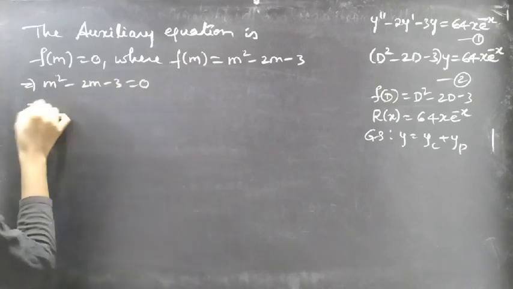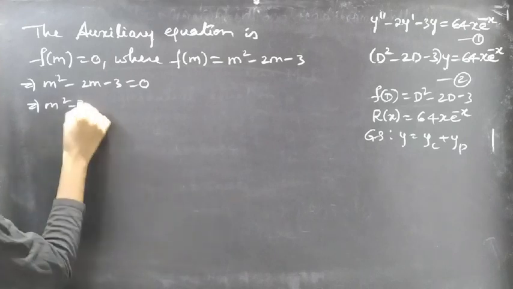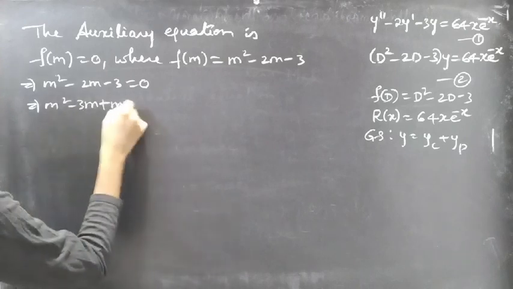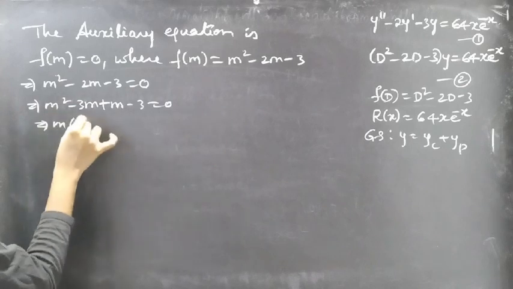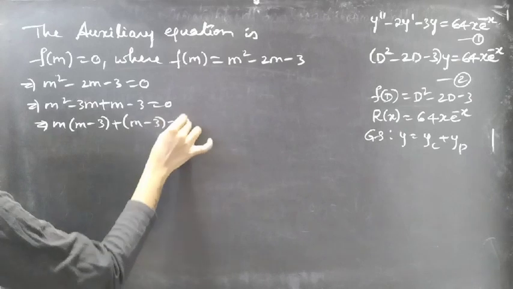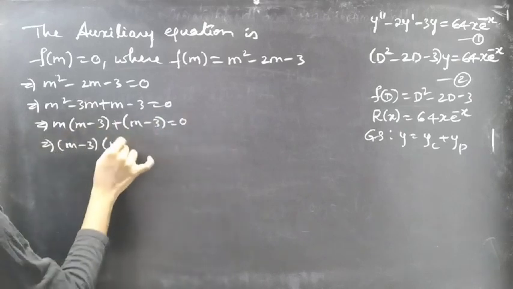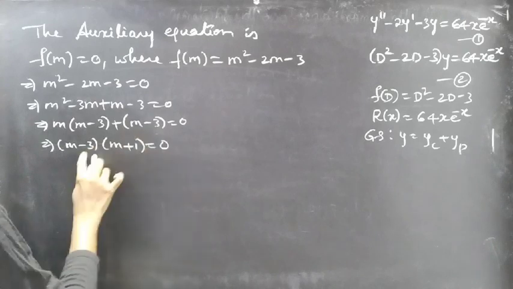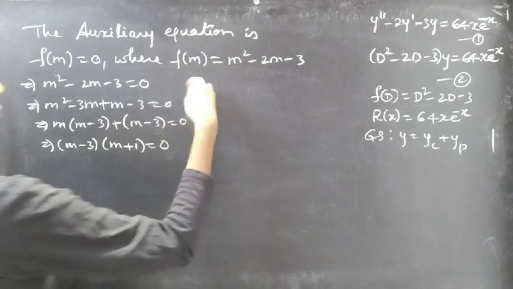Now we need to find roots to this equation, so we'll write -2m as -3m + m - 3 = 0. Now take m common from the first two terms, we'll get m(m - 3). Last two terms remain the same. Now take m - 3 common from the two terms, we'll get (m - 3)(m + 1) = 0. Now equate each factor to 0: m - 3 = 0, m + 1 = 0.